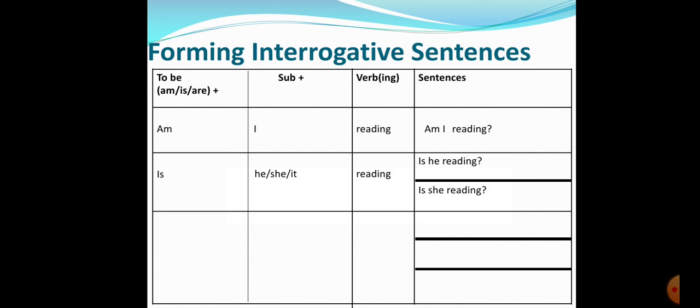Then the last one, if the subject is you, we, they, then we use are with it, but in the beginning. So are with a capital A, are, you, we or they plus the ing form of verb. So you get, are you reading? Are we reading? Are they reading? Okay, students, isn't it easy, simple?